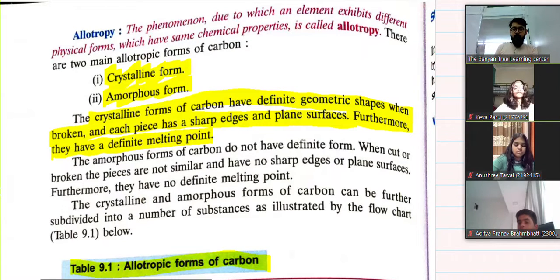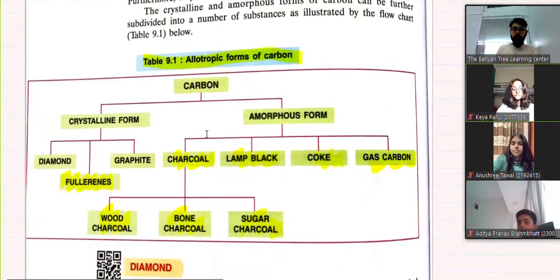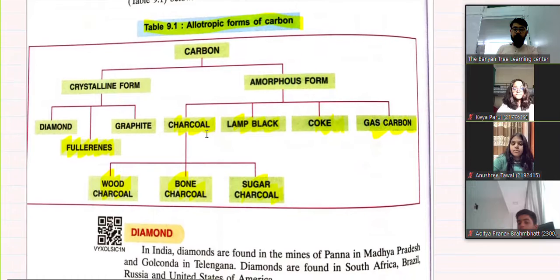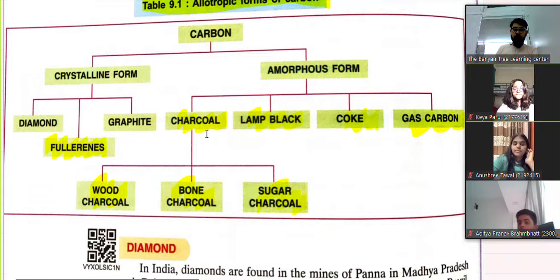यहाँ पे कुछ फॉर्म्स को डिवाइड करके दिखाया है. इट्स रियली इंटरेस्टिंग टू नो दिस, दैट कार्बन के दो फॉर्म्स हैं, क्रिस्टलाइन और एमॉर्फस. क्रिस्टलाइन फॉर्म में डायमंड और ग्रेफाइट आता है, और एक तीसरा फॉर्म आता है फुलरनेस. फुलरनेस हम लोग पढ़ेंगे इस चैप्टर में.